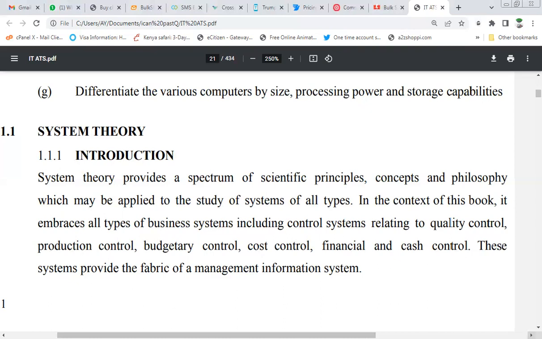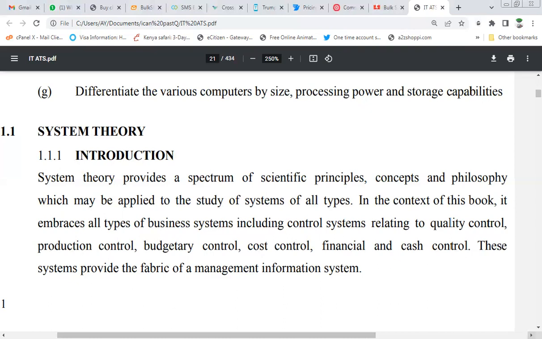Now, these are the different guys that need to come together to form a system. We have guy one called quality control, guy two, production control, guy three, budgetary control, guy four, cost control, guy five, financial, and six, cash control. All these controls are different guys that came together to form a business system. I hope I'm flowing. So what you can just write here is that a system is a combination of different elements, different individuals that come together to form a pattern of lifestyle.